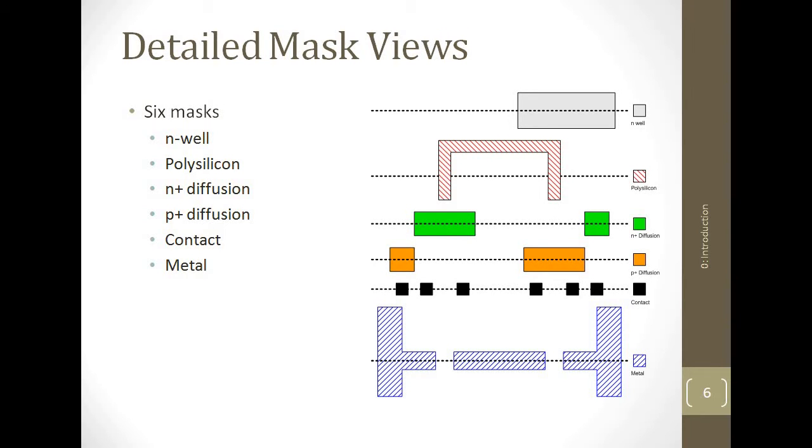So these are the detailed masks which are to be used. There are 6 masks. You can see here the masks which are used are N-well, polysilicon, N plus diffusion, P plus diffusion, contact and metal. On the right hand side you can see their coloring as well as the mask, how they will be implemented, shown here.